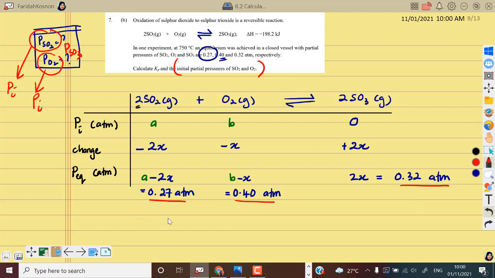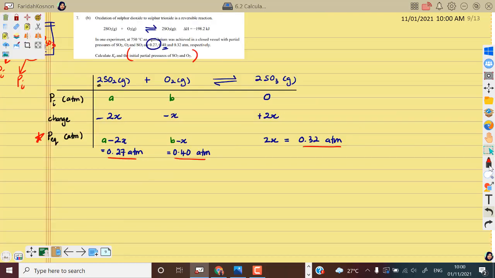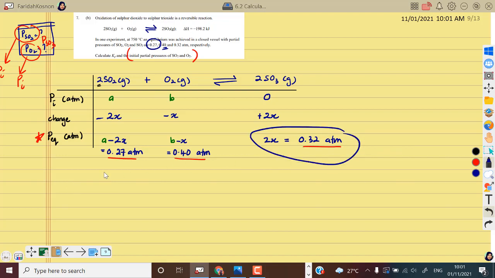Okay. So, kalau you nampak kat sini secara matematiknya, daripada maklumat at equilibrium ini, kita boleh selesaikan X. Okay, now, so we have to solve for X. Jadi paling mudah kita gunakan yang ini. So 2x equals to 0.32 atm. Therefore, x is 0.16 atm. Jadi kita dah dapat nilai x, maka kita boleh selesaikan initial partial pressure ni bagi setiap reaktan.